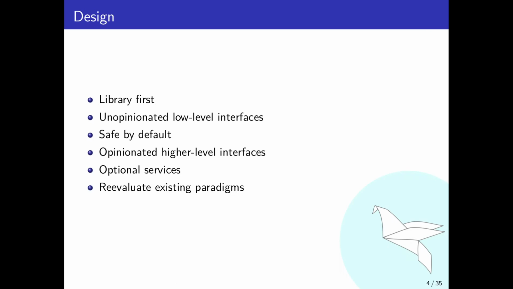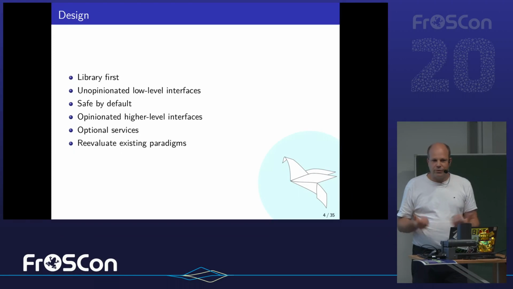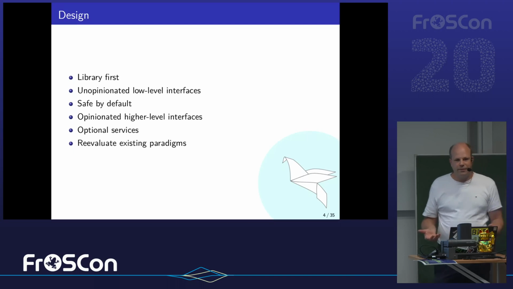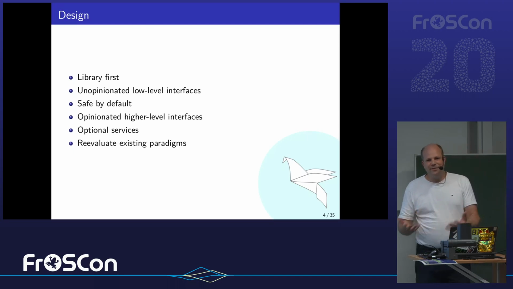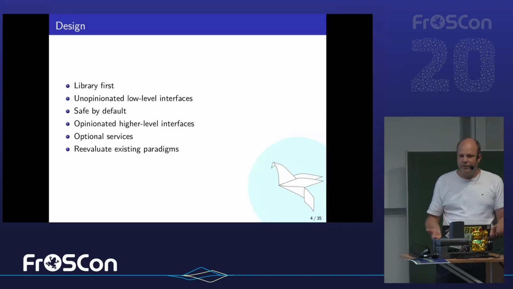At the low-level library, we have unopinionated low-level interfaces. Unopinionated means that we don't take a position on what the right thing to do is. You can do a lot of stupid things. But in order to make it harder to do the wrong thing, we try to make our interfaces safe by default. That means that the easy thing is probably the right thing. And if there really is something that you want to do that maybe we consider dangerous, maybe you have a good reason to do that, you can still do that. It's just a little bit more tricky.